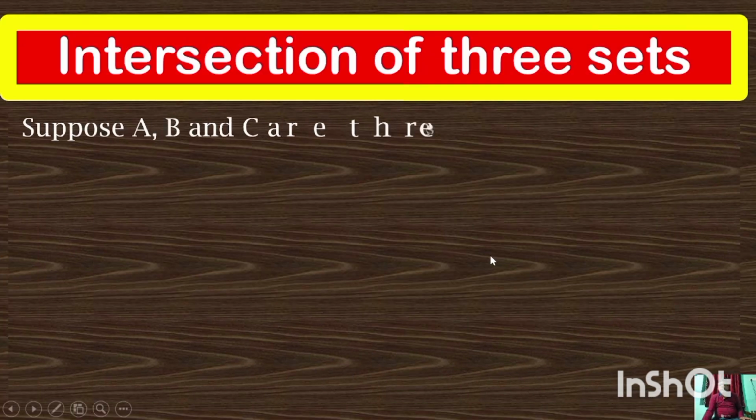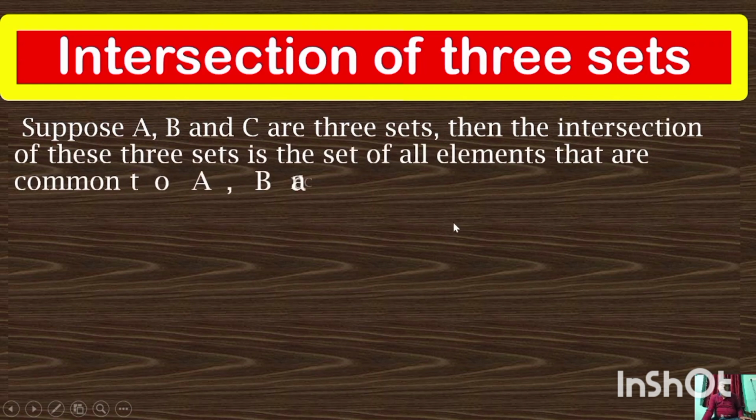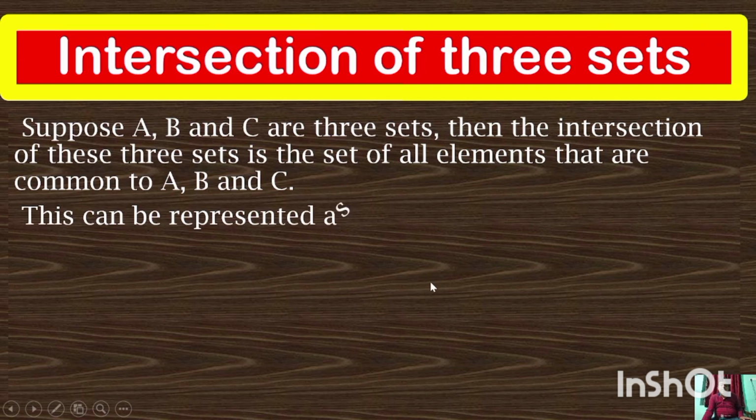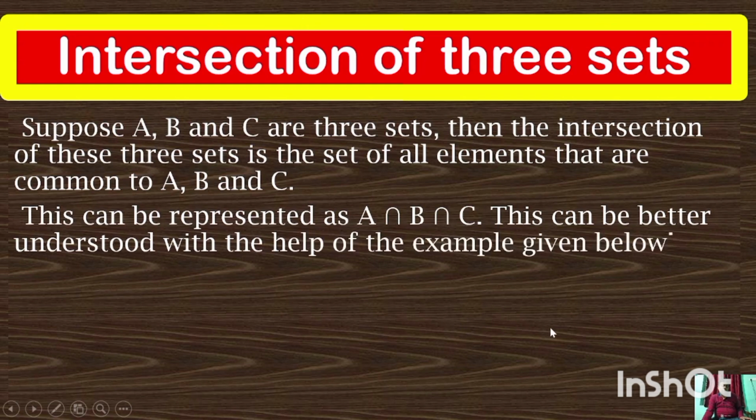Similarly, intersection of three sets. The three sets are given. We can take the intersection of three sets. If A, B, C are the three sets, the intersection of three sets is the set of all elements that are common to A, B and C. This can be represented as A intersection B intersection C. This can be better understood with the help of the example given below. Let us do an example.